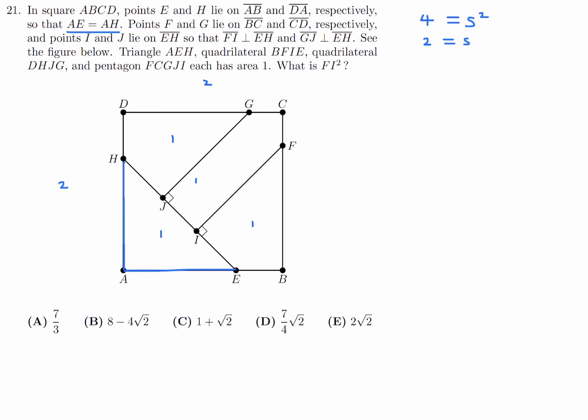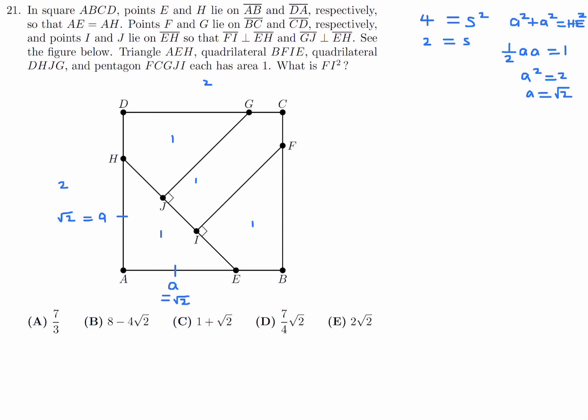AE is equal to AH. So I can just call it something, whatever you want to call it. Let's call it A. And therefore by Pythagoras, A squared plus A squared will be equal to HE squared. And an easier way to figure out the value of A is just use the fact that this triangle has an area of 1. So 1/2 base times height, which would be A times A, is equal to 1. So A squared is equal to 2, and therefore A is equal to root 2. So I'll put that in here, it's equal to root 2.